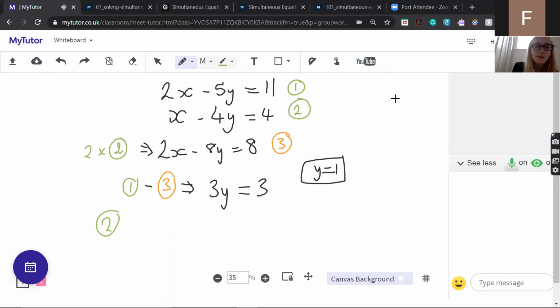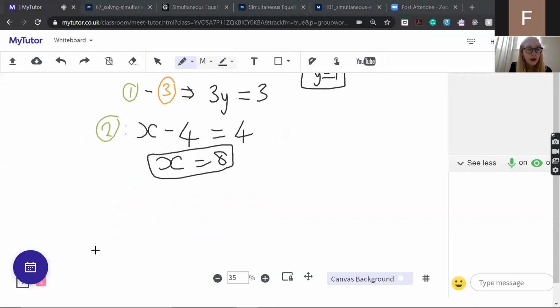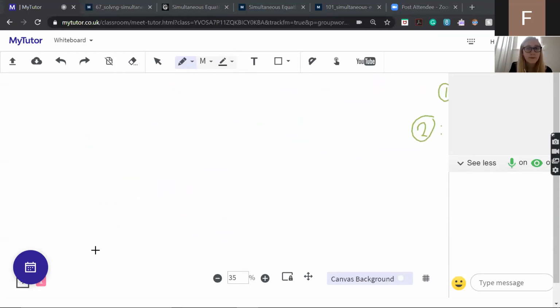So equation 2 becomes x minus, well, 4 times 1, which is our y value, is just 4, equals 4. So adding 4 to both sides gives us x equals 8. And there you go. There's our solution. X is 8 and y is 1. Yeah, brilliant. Loads of people getting that solution, which is really good. Okay, I'm going to go over at least one more that's a bit tricky.